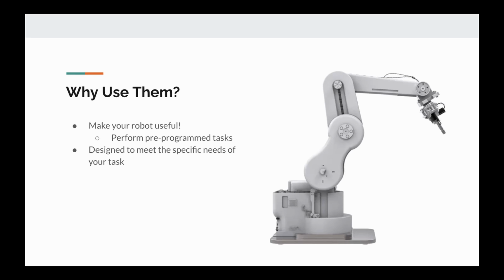And attachments can either be designed to meet the specific needs of your task based on the robot design that you already have, which happens in most cases, or the robot can be designed around the attachment. So in this example, there's an arm, and the robot is designed around the arm, whereas in competitive Lego robotics, generally the attachment is designed for the robot.